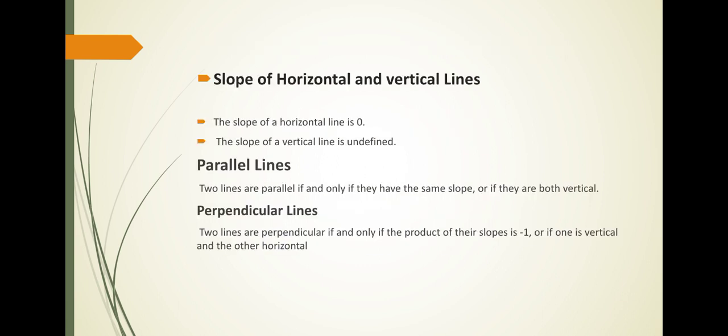Next, what is the slope of horizontal and vertical lines? The slope of a horizontal line is always 0, and the slope of a vertical line is undefined. For parallel lines, two lines are parallel if and only if they have the same slope, or if they are both vertical. And for perpendicular lines, two lines are perpendicular if the product of their slopes is -1, or if one is vertical and the other is horizontal.